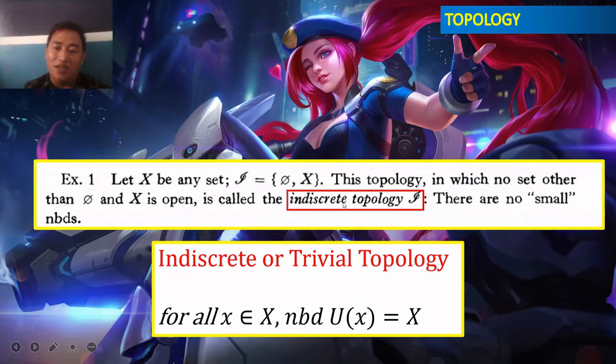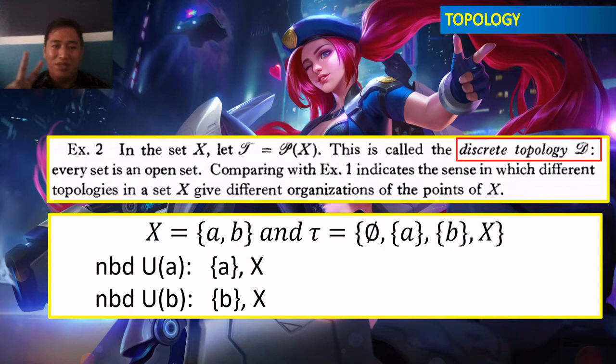Now there are no small neighborhoods, since for all x in X, the neighborhood U of x is just equal to X. It is the only open set containing x. So this one is called the indiscrete topology, or what you call the trivial topology. It can be called indiscrete or trivial topology. Okay, next, number 2. In the set X, let tau, or script T, be equal to the power set of X.